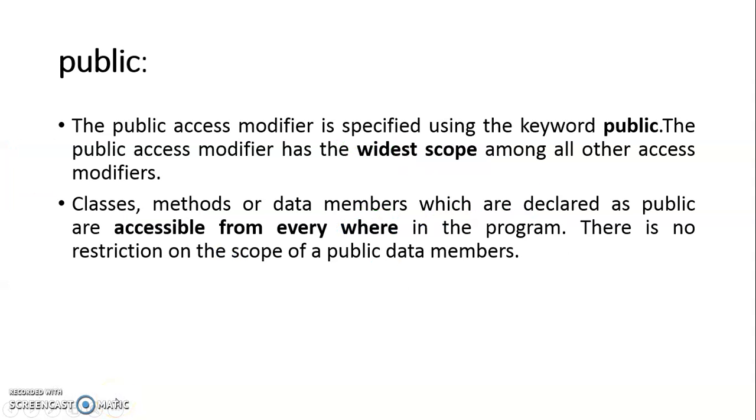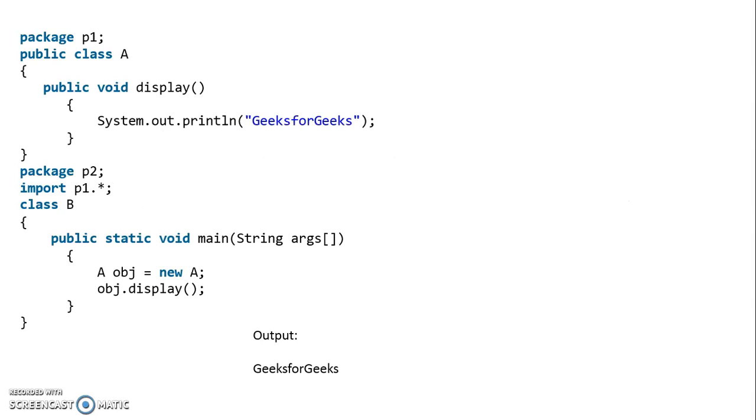And there is my last access specifier, public. It is specified using the keyword public. It has the widest scope among all the access modifiers, meaning public members can be accessed anywhere within the class, outside the class, in subclasses. Classes, methods or data members which are declared as public are accessible from everywhere. There is no restriction on the scope of public data members.